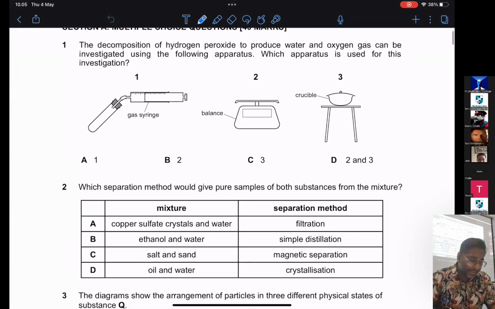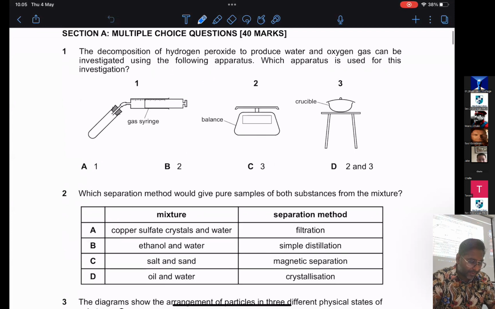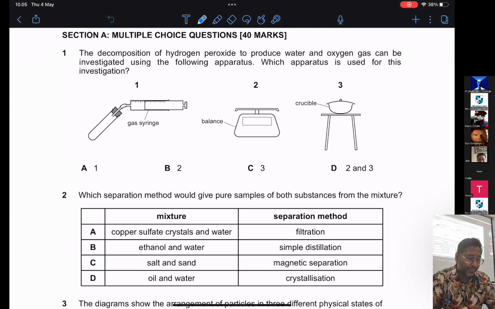The decomposition of hydrogen peroxide to produce water and oxygen gas can be investigated using the following apparatus. So basically you are having hydrogen peroxide and you are decomposing it, so it will give you water and oxygen gas. Which apparatus is used for this reaction? If you want to see the oxygen given off, of course you need to use a gas syringe. So you need to collect it using a gas syringe.